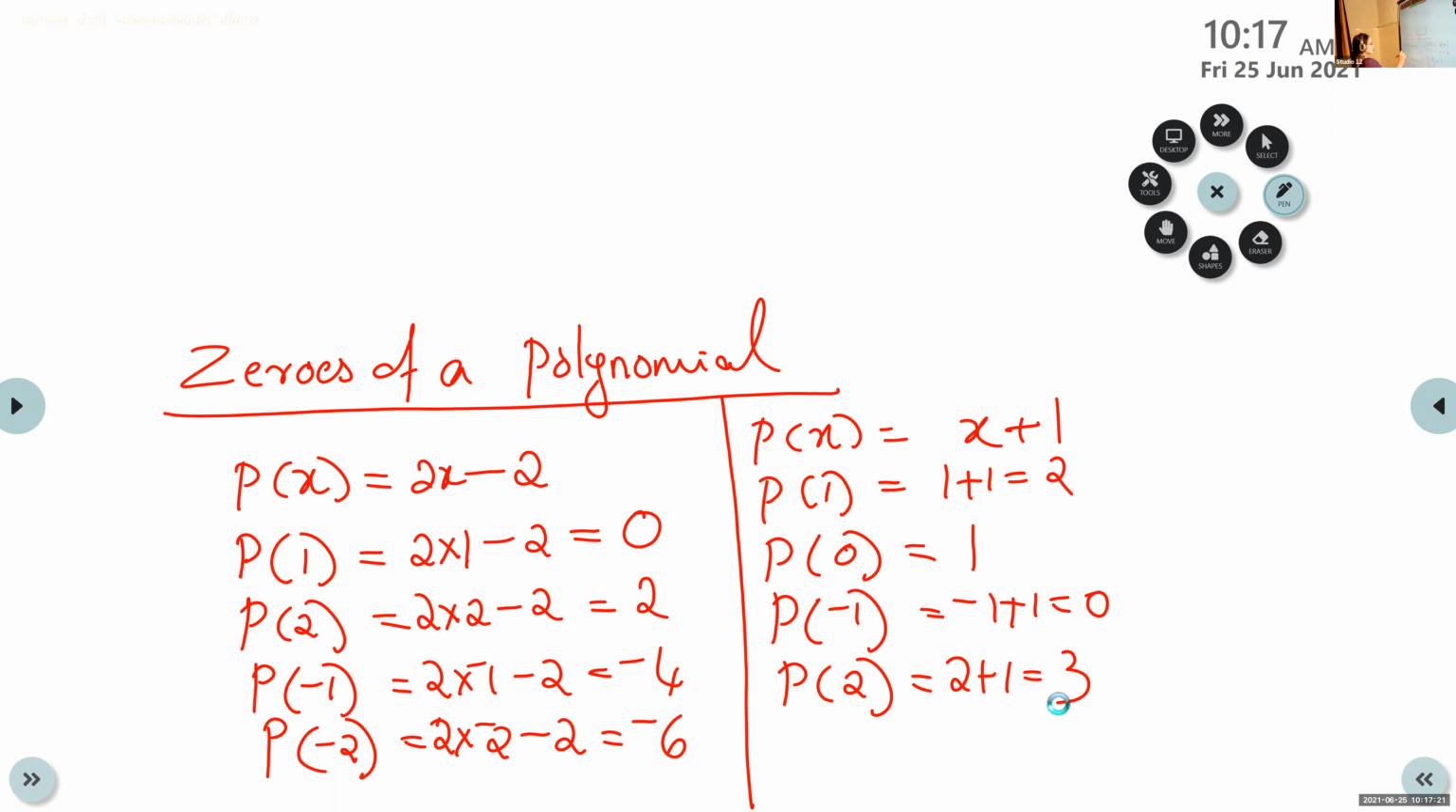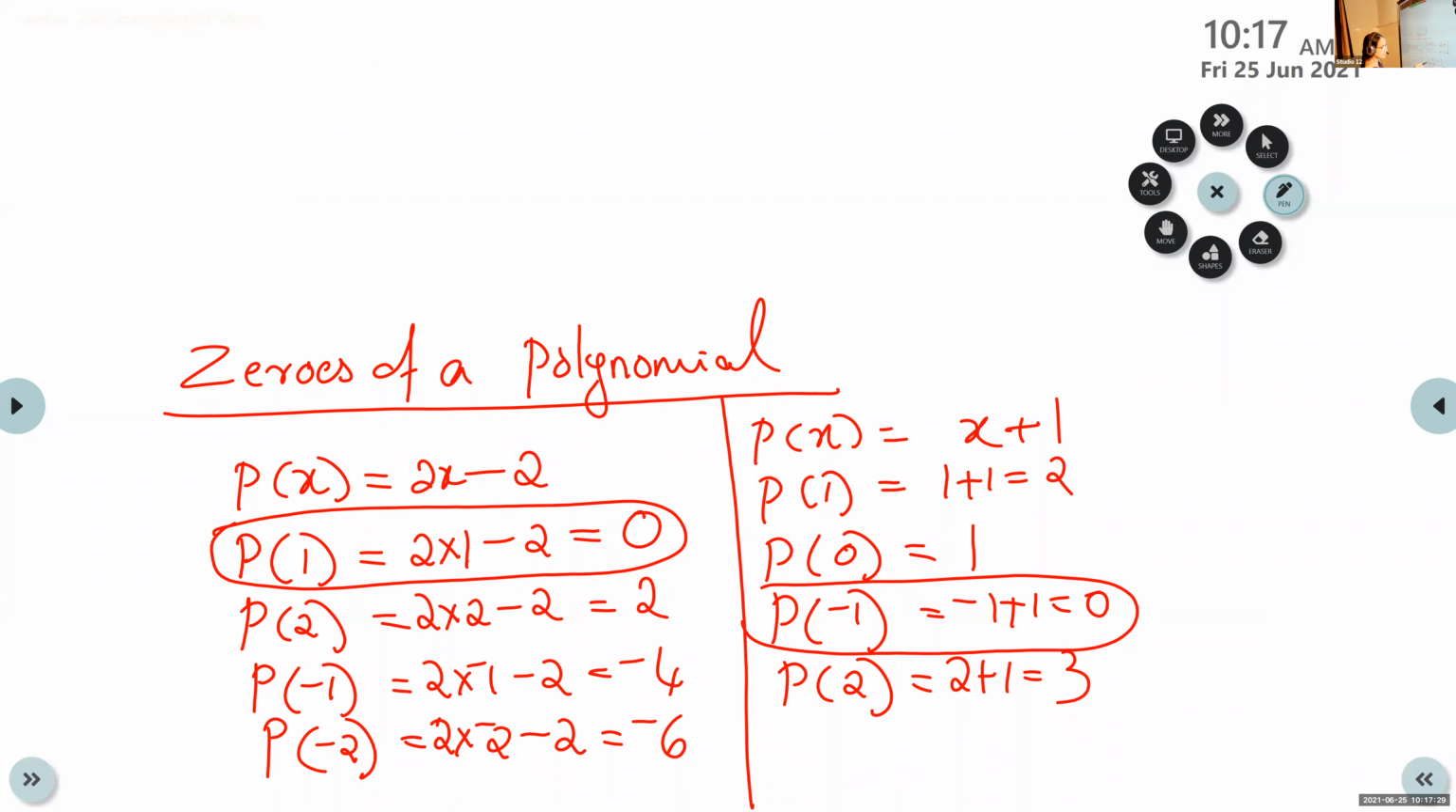Okay, see, consider these two cases. Here P of 1 equal to 0. When we give x equal to 1 in this polynomial, the value of the polynomial becomes 0. Here, instead of x, when we give negative 1, the value of the polynomial becomes 0. For all other values, the polynomial has some value. P of 1 equal to 2, P of 0 equal to 1, P of 2 equal to 3. Here also, for all other values, the polynomial has some values. But only at one point, here at x equal to 1, the value of the polynomial becomes 0. Here at x equal to minus 1, the value of the polynomial becomes 0.